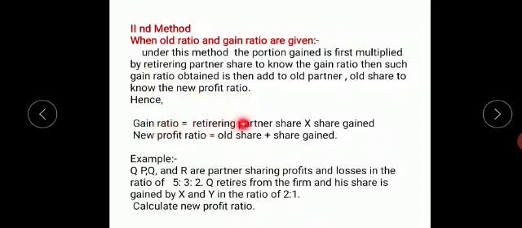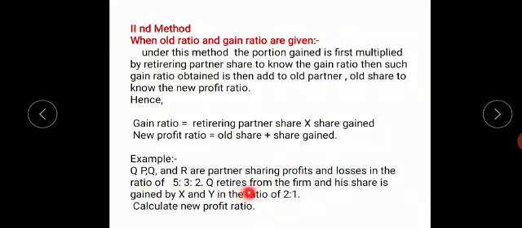So here we have two formulas in the second method. First, to know the gain ratio, that is retiring partner's share into share acquired or gained. Then we have to see the new share by adding the old ratio and this gained share to get the new profit ratio. So we have an example: P, Q and R are partners sharing profits and losses in the ratio of 5, 3 and 2.